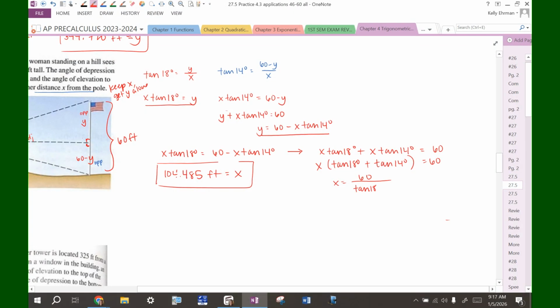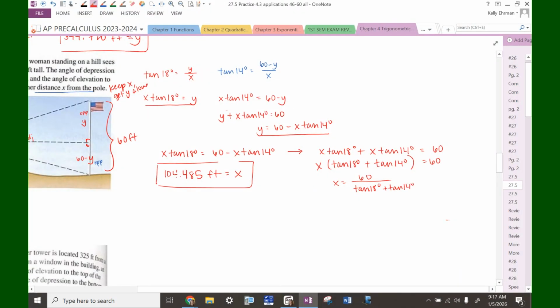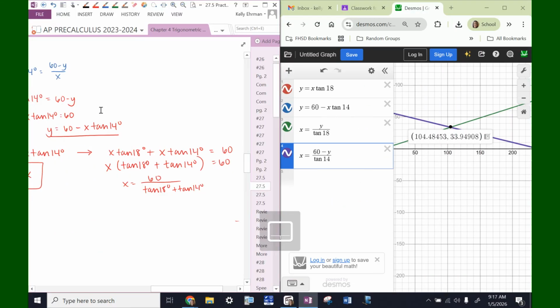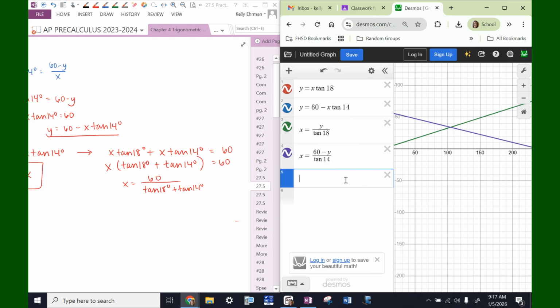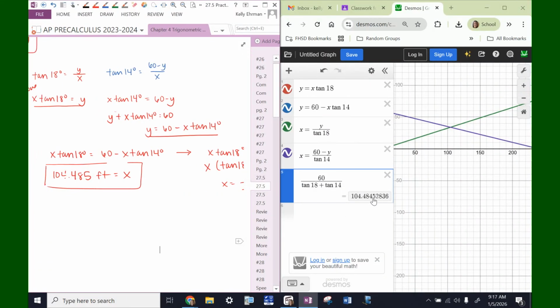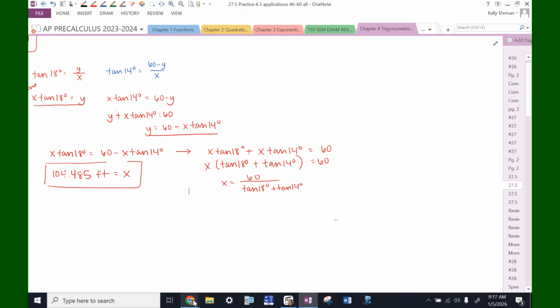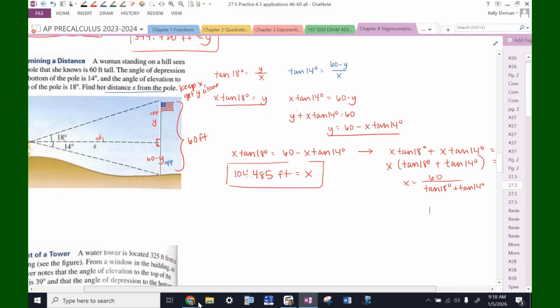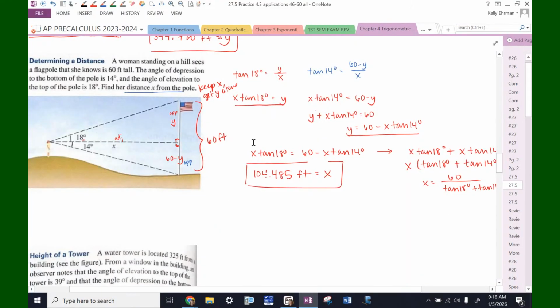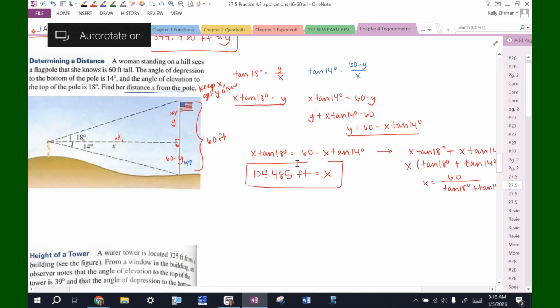And then you could divide by the parentheses. Let's see if this gives me the same answer. I am not requiring you to solve algebraically, but again, it's just a very good skill to have. It's a skill that we've used before. Plus tangent of 14. Yeah, we get the same answer, right? That was what we had, 104.485. So it's sort of like use your preferred method. I prefer to solve by graphing. It's so much faster. But sometimes when the answer is really large or we had a typo or something, it can be hard to get that intersection point to show up. So you just have to be careful.